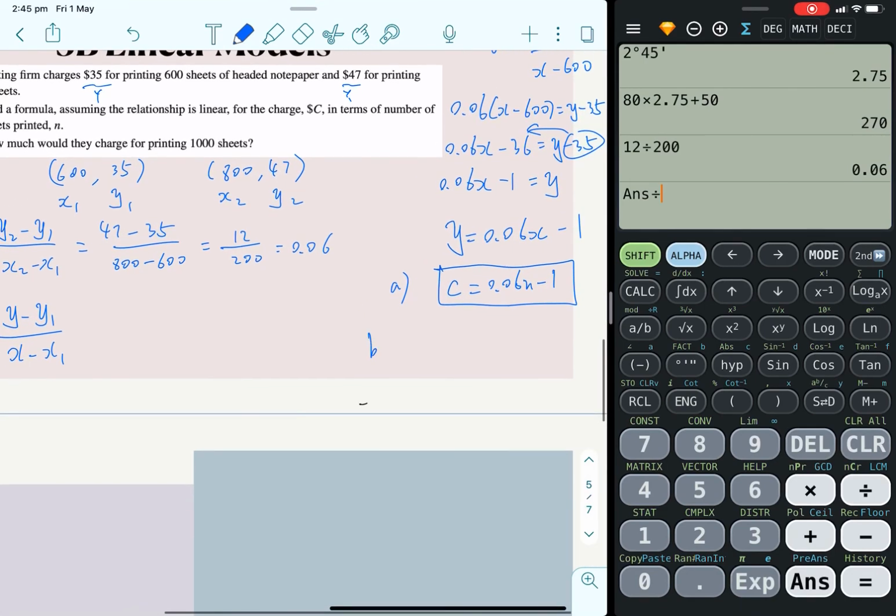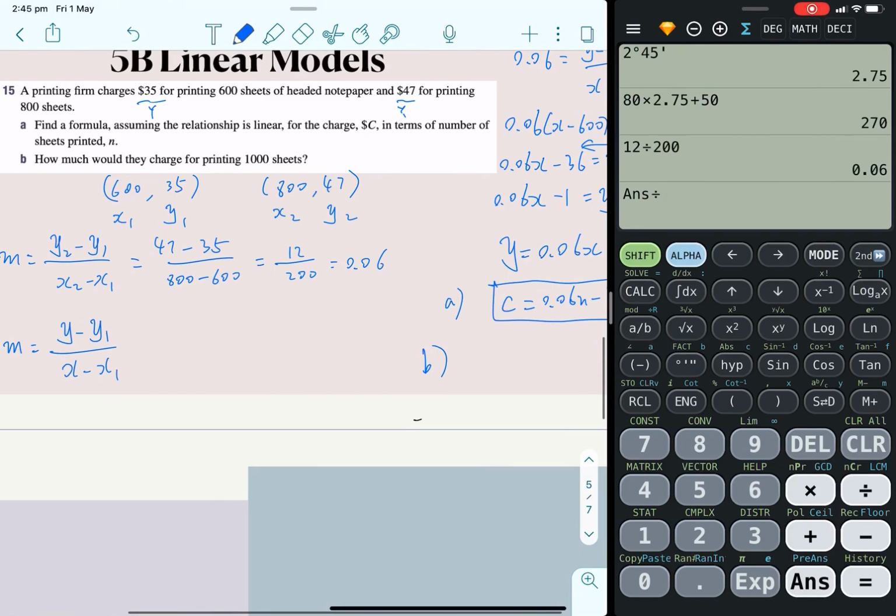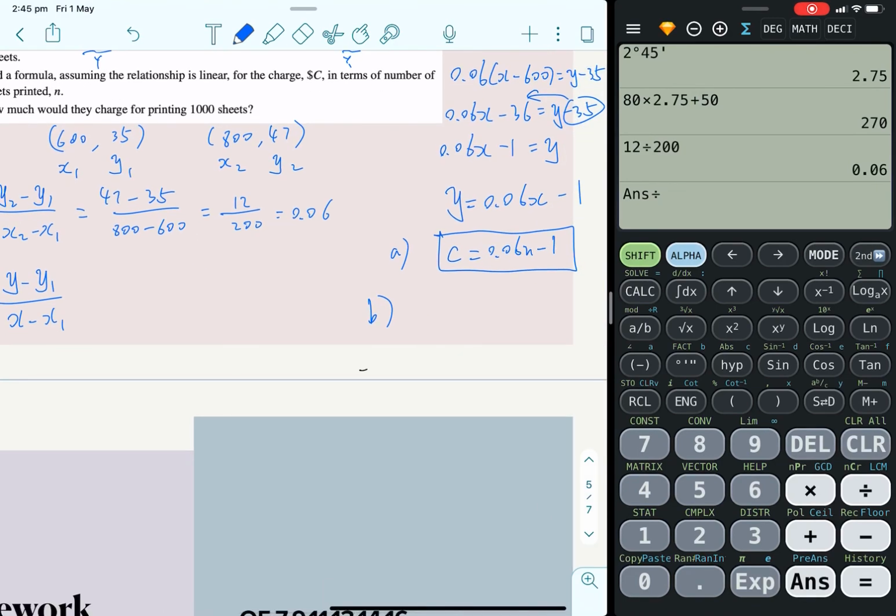For b, we're looking at how much it costs to do 1,000, so which is basically n equals 1,000. So C equals 0.06 times 1,000 minus 1, so 60 minus 1 is 59. And that's the answer, okay?